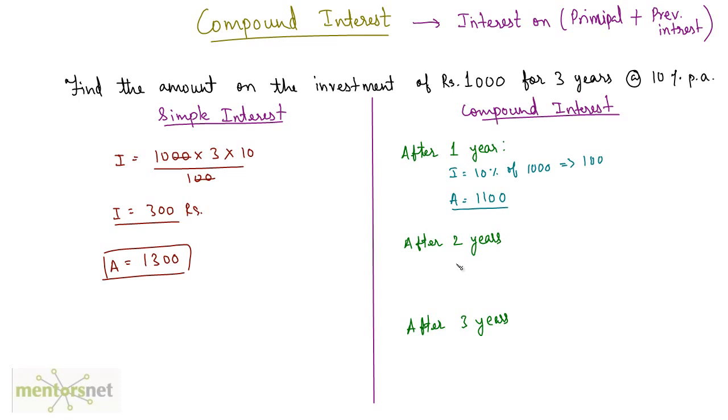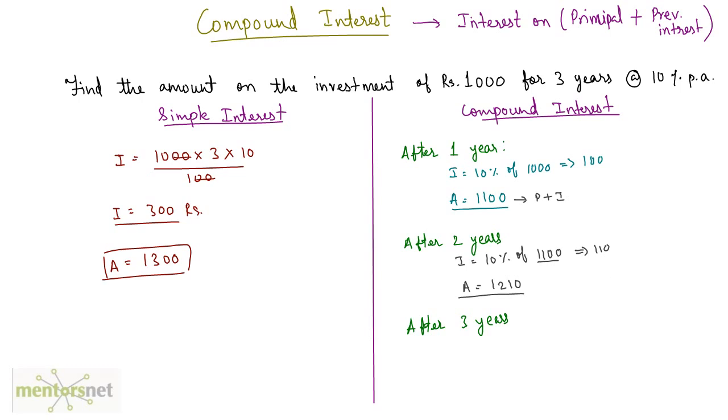Now for the second year, the interest will be calculated on the principal plus the previous year's interest. This is basically the amount from the previous year. So we have the interest equal to again 10% of the amount obtained in the previous year. So that's 10% of 1100, and that's 110. So the amount will be the principal 1100 plus 110, and that's 1210. So this is the amount for the second year.